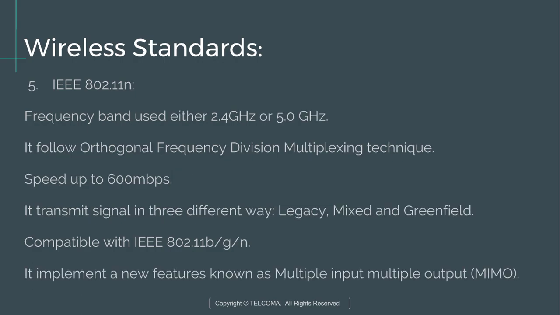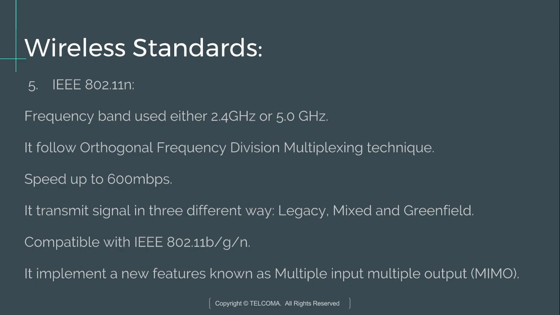The next standard is IEEE 802.11n. This standard supports the frequency band of either 2.4 gigahertz or 5.0 gigahertz. According to compatibility, it chooses the frequency band, and it also follows the multiplexing technique, OFDM, orthogonal frequency division multiplexing. It sends the packets over subcarriers, it supports speeds of up to 600 Mbps, and it transmits signals in 3 different ways: legacy, mixed and greenfield.